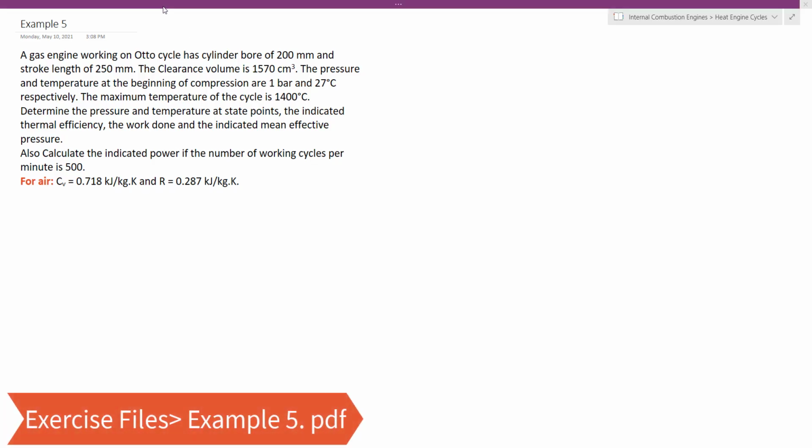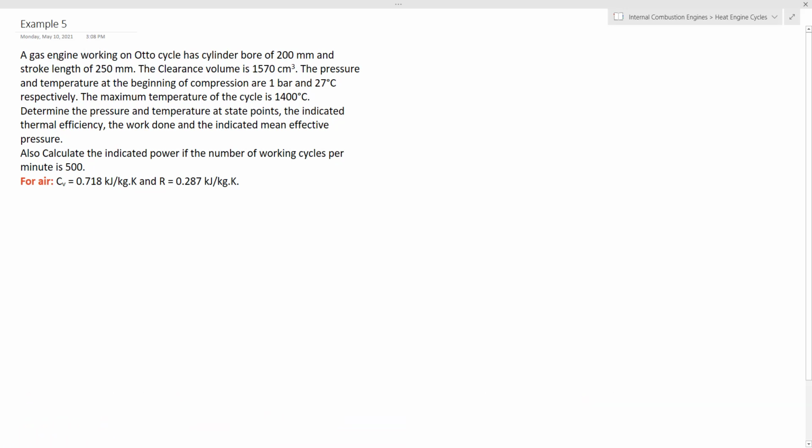Hello and welcome to this new example on Otto cycle. So we have a gas engine working on Otto cycle that has a cylinder bore of 200 millimeters and a stroke length of 250 millimeters. So B is equal to 200 millimeters and the stroke S is equal to 250 millimeters.